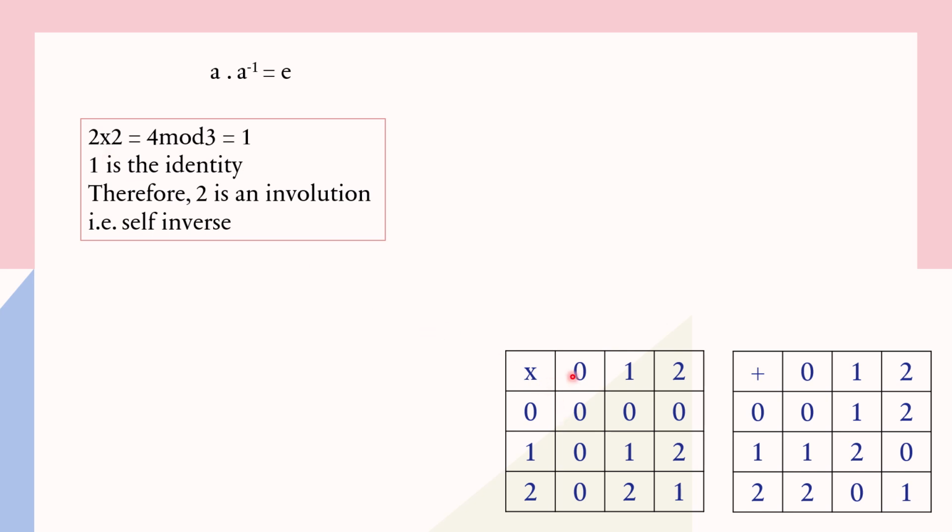If we take a look at 0, 0 multiplied with 0 will give us 0. 0 multiplied with 1 will give us 0. 0 multiplied with 2 will give us 0. In no way is it giving us 1, because we need 1, the identity element, for proving that 0 has an inverse. 0 does not pair with anything else to give us 1. Therefore, 0's inverse does not exist. This table is a proof for that.